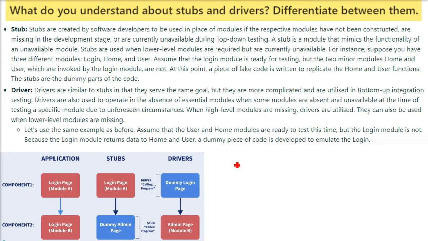We'll take an example also. Say there are 3 modules. One module is calling the other, and the second module is calling the third one. Now in case the last module is not yet prepared, we'll make a dummy program, and this dummy program is called the stub.